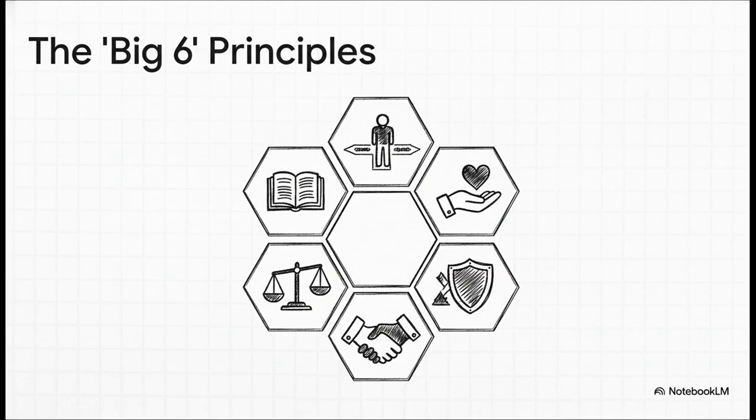So let's quickly run through the big 6 ethical principles you'll see on exams. Autonomy is about respecting a client's right to make their own choices. Beneficence means you're actively trying to do good for them. Non-maleficence is the flip side. It means doing no harm. Justice is about fairness, making sure everyone gets the same level of care. Fidelity means you're loyal and you keep your promises. And veracity simply means you tell the truth.